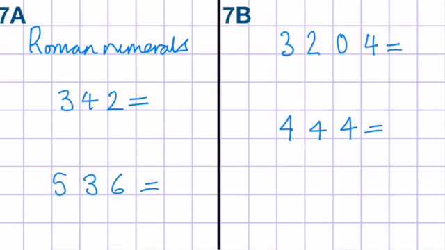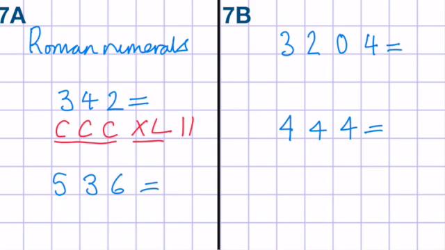So 342. 300 is C, C, C. 40 is actually 50 take away 10. So it's XL. So CCC is 300. L is 50. You put a 10 before it. You're taking off the 10. That's 40. And then 2. Now, I'm drawing those lines under there so you can see how I've done it. You wouldn't actually write those lines under normally.